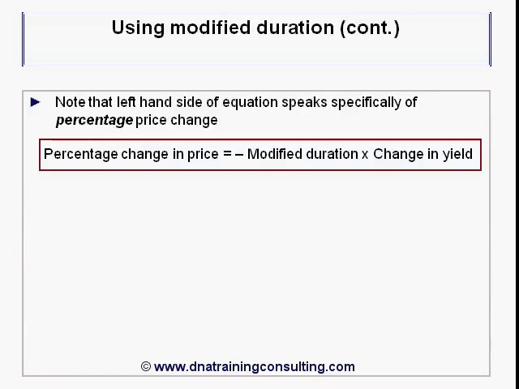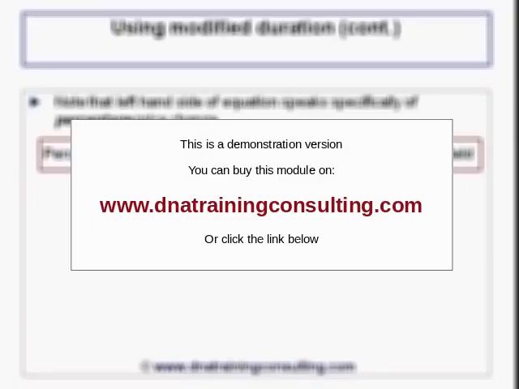You should have noted the fact that in the formula we showed, reproduced here in the red rectangle, the left-hand side of the equation speaks very specifically of the percentage price change. This is a critical point. For bonds trading at par, the percentage change will of course equal the change in dollars, but otherwise we must be more careful.